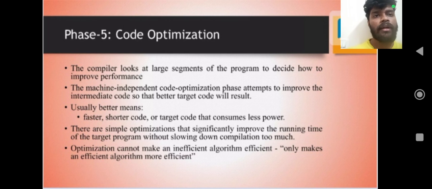A compiler looks at large segments of the program to decide how to improve performance. The machine-independent code optimization phase attempts to improve the intermediate code so that better target code will result. Usually better means faster, shorter, and target code that consumes less power. There are simple optimizations that significantly improve the running time of the target program without slowing down the compilation too much. Optimization cannot make an inefficient algorithm efficient; it only makes an efficient algorithm more efficient.